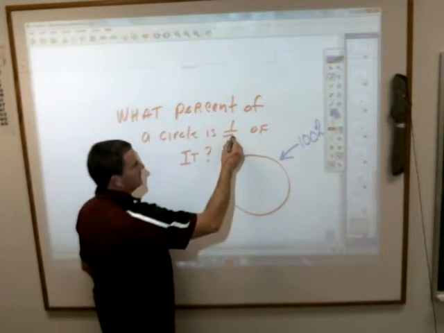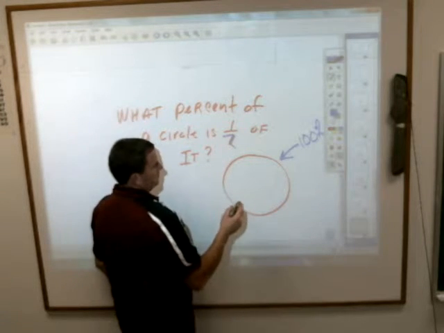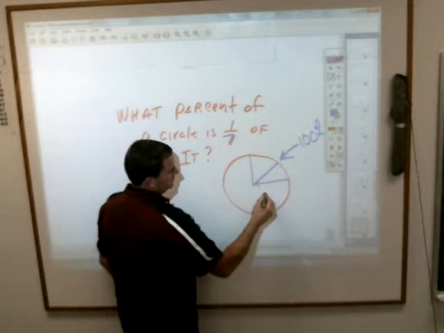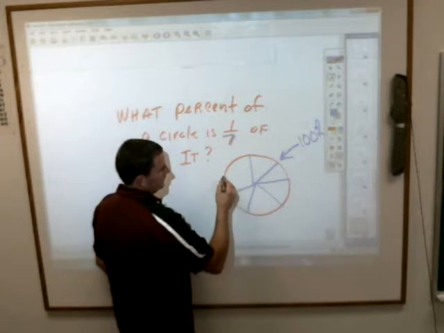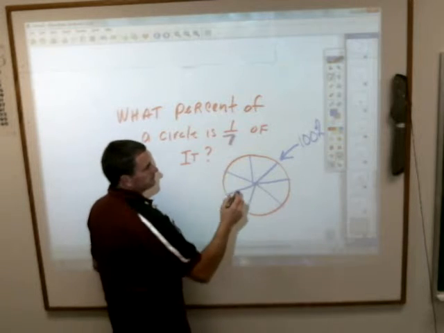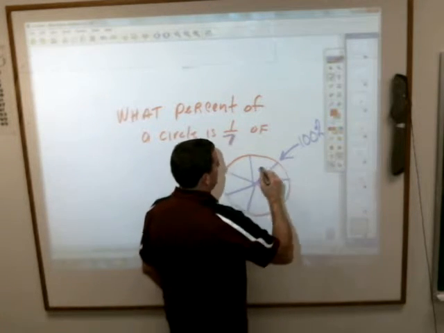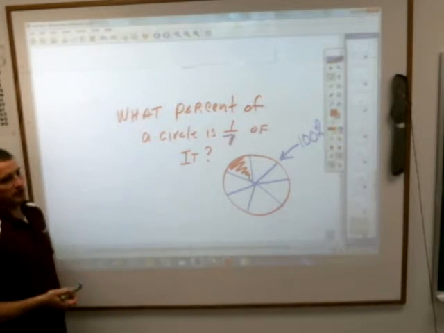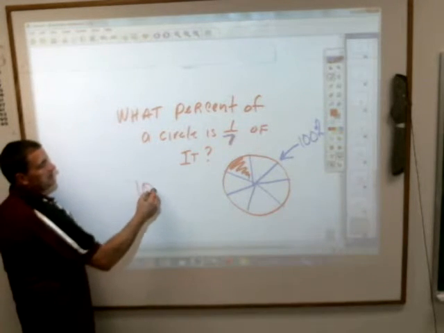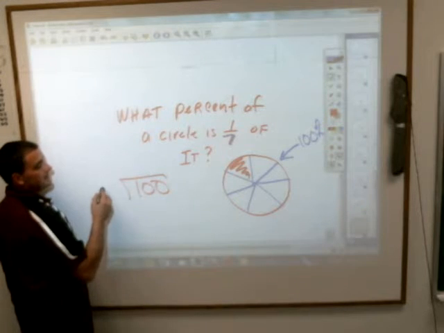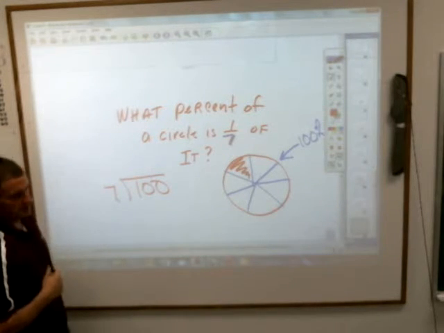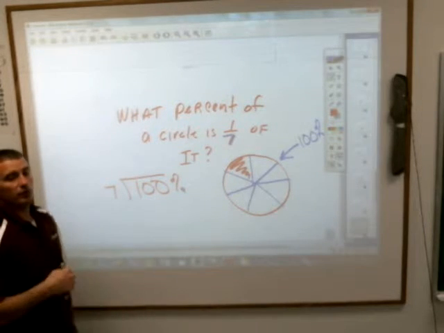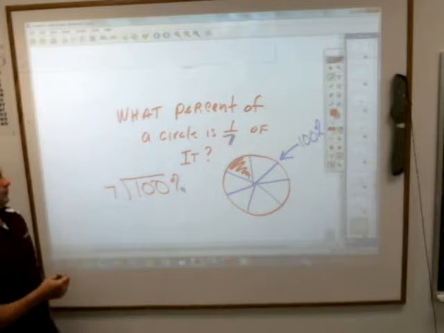Okay, I am splitting it into 7 equal pieces, which I'm not so sure I can do, but I'll try. 1, 2, 3, 4, 5, 6, 7. I'm splitting into 7 equal pieces, and I want just one of them. Which means, to find the answer, I have to take 100% and divide it by 7, because I'm cutting it into 7 equal pieces.